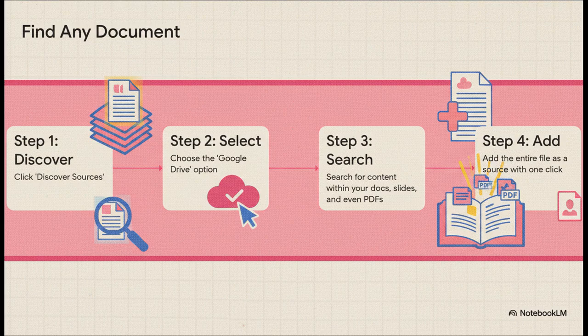You just click Discover Sources, hit the Google Drive option, and then you can just type whatever you're looking for. You know, something like notes from last week's meeting or that presentation from Claire. NotebookLM then digs through the actual text of your files, not just the titles, and boom, you can add it as a source with one click. This is an absolute game changer for all those times you're thinking, I know I wrote that down somewhere.